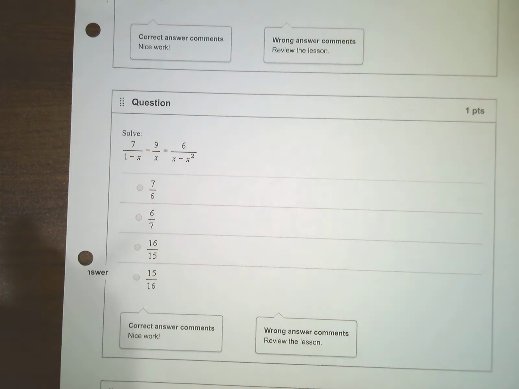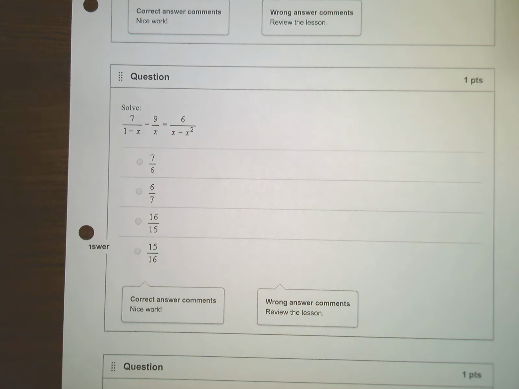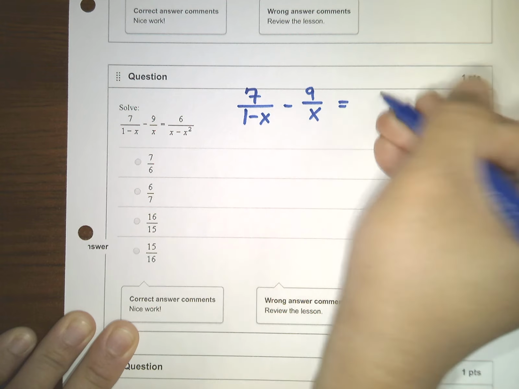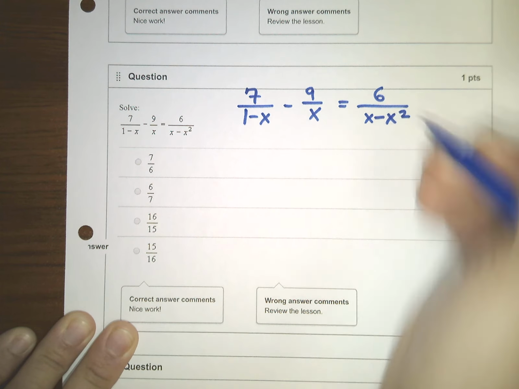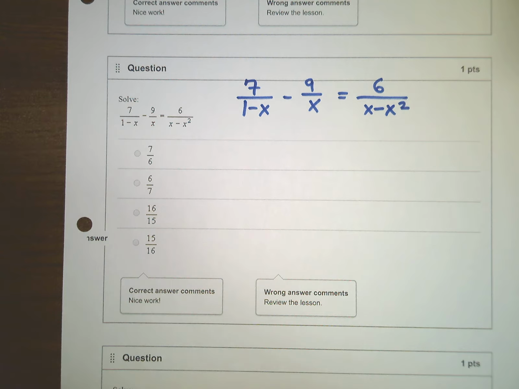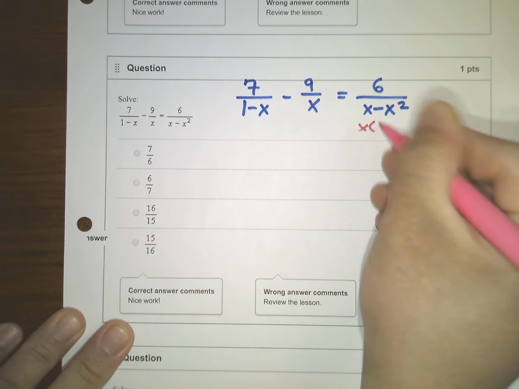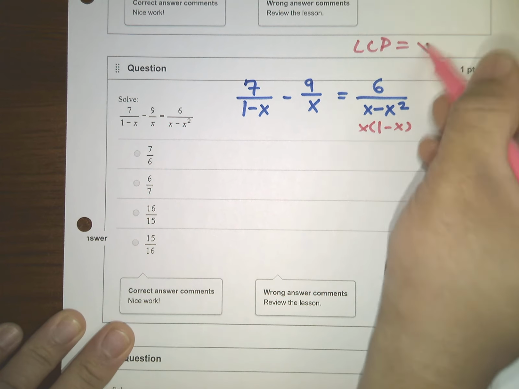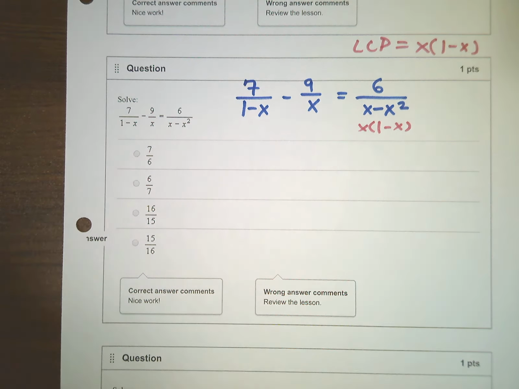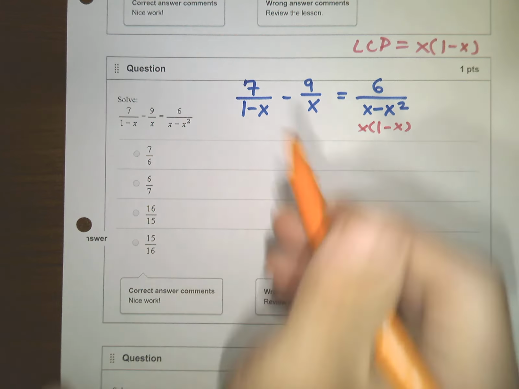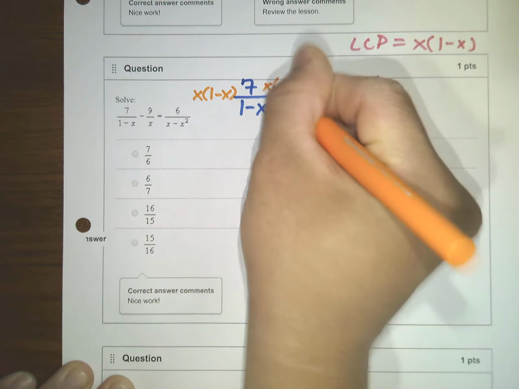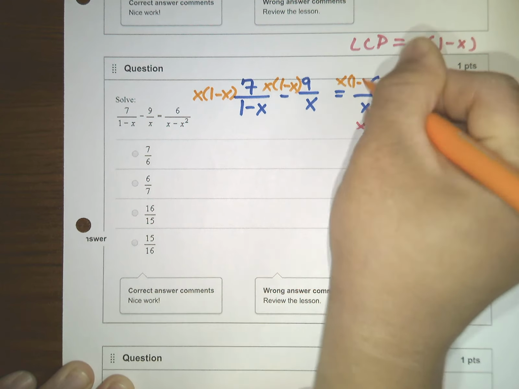Alright, let's try another one here. So we have 7 over 1 minus x minus 9 over x equals 6 over x minus x squared. So I see that x minus x squared is really just x times 1 minus x. So if I look carefully, I can see that my LCD is x times 1 minus x. So let's go ahead and multiply every term by x times 1 minus x. So x times 1 minus x, x times 1 minus x, x times 1 minus x.